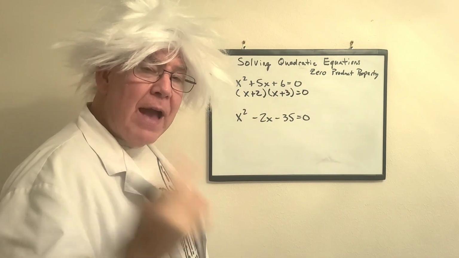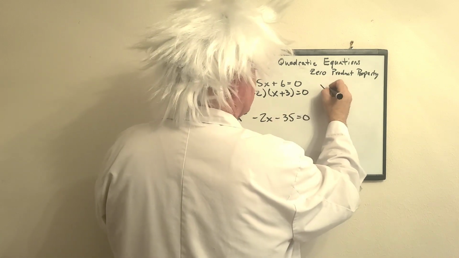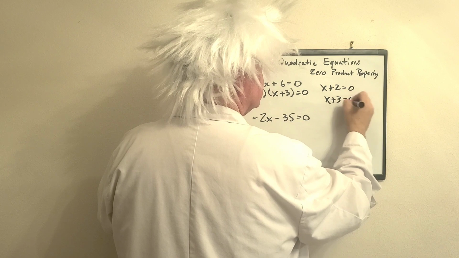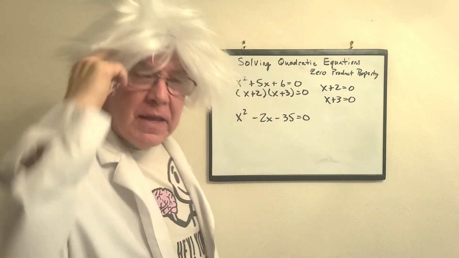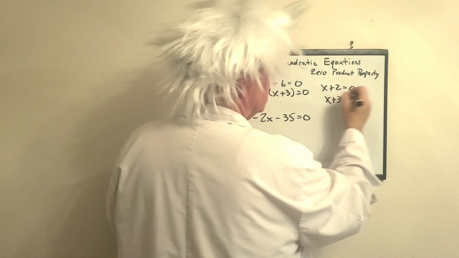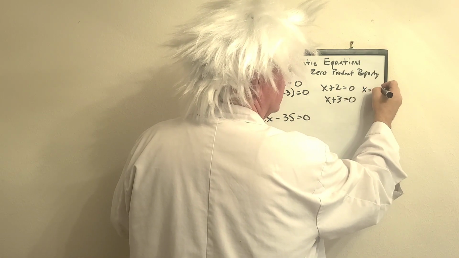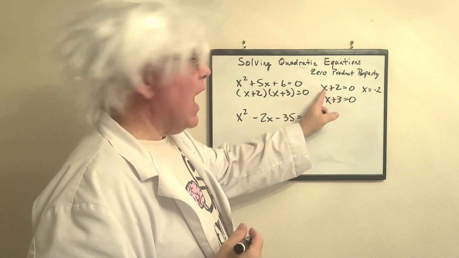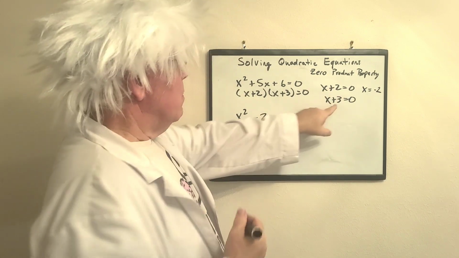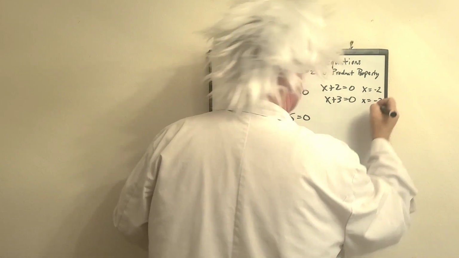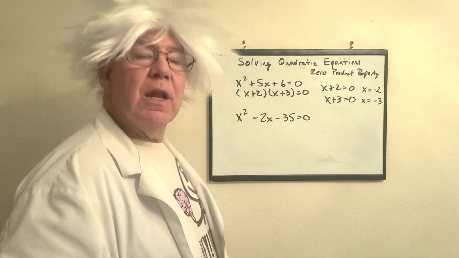Now we have two factors, and we set them both equal to 0. x plus 2 is equal to 0, x plus 3 is equal to 0. Think about this in your head. To get x by itself, I'm going to subtract 2 from both sides, so x is going to equal negative 2. In other words, whatever this is, it's the opposite. So what does this one become? x equals negative 3.